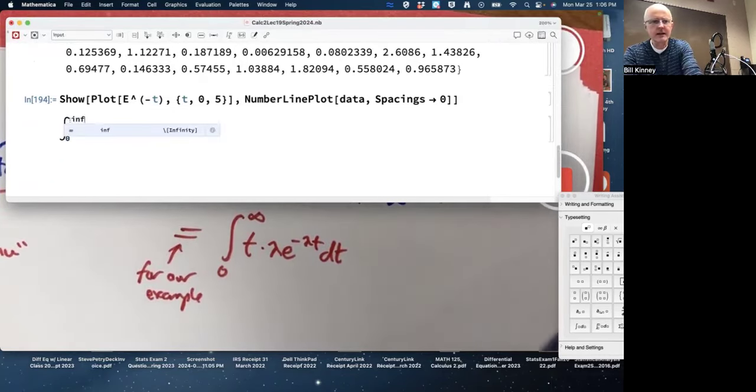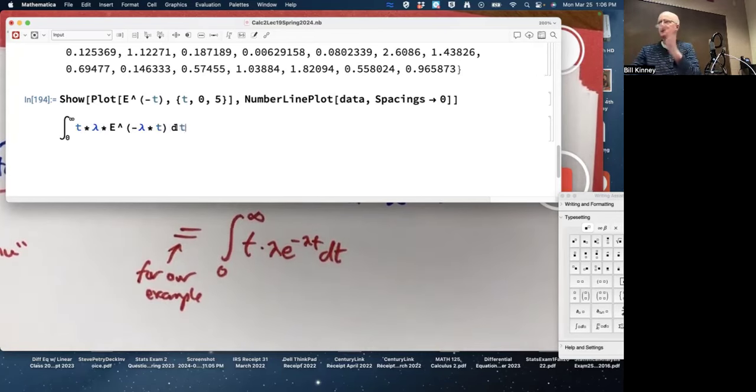Integral 0 to infinity t times lambda times e to the negative lambda t. Probably Mathematica will again say, here's the answer, assuming the real part of lambda is positive. When lambda is a real number, that means lambda itself is positive. The integral converges to 1 over lambda.